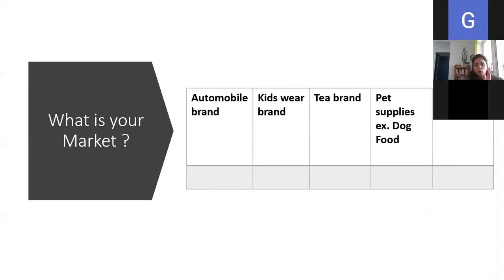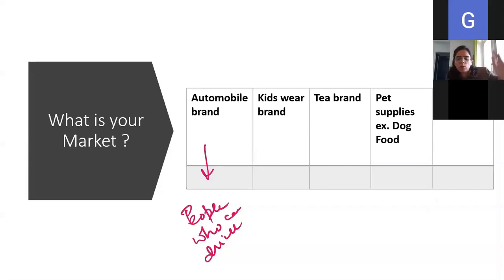People who can drive. Yeah, people who can drive will be the market. So that is the first filter. An automobile brand will look at various needs and all those things later. But what is the market? People who can't drive a car, whether they don't have a driving license, they're not my market. That is the first criteria. Okay, kids wear brand. Who is my market? People who have kids.